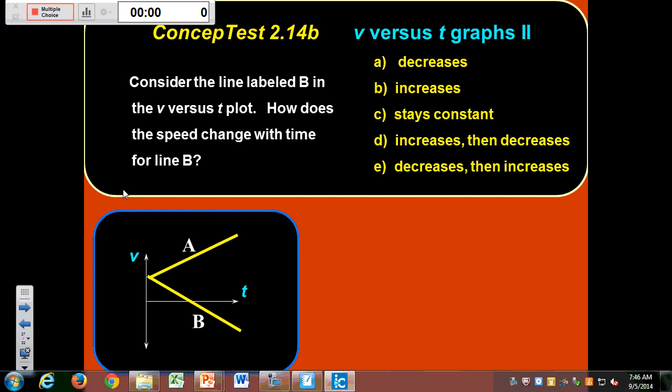Consider the line labeled B in the V versus T plot. How does the speed change with time for line B? Remember that with velocity, we have a magnitude and direction when we're talking about velocity in one dimension, which is what we're doing in this chapter. And the number gives the speed, and the sign gives the direction. So that's different than what we usually do, where the sign is related to the value, okay? The sign doesn't give the value, it only gives the direction.